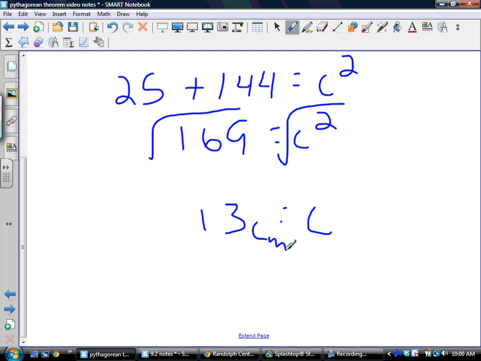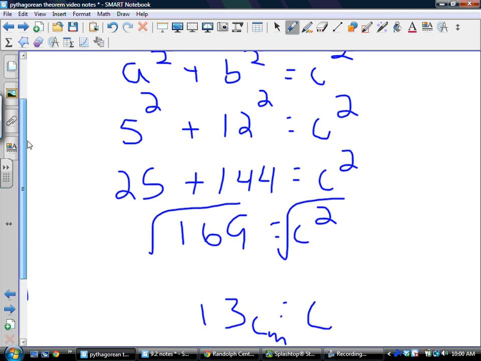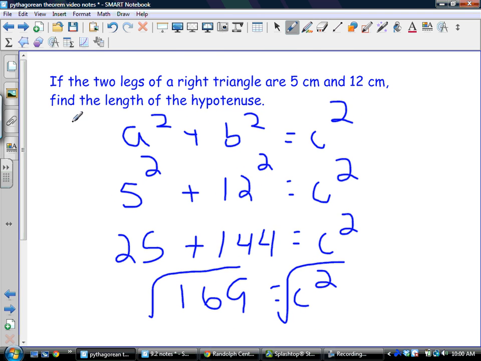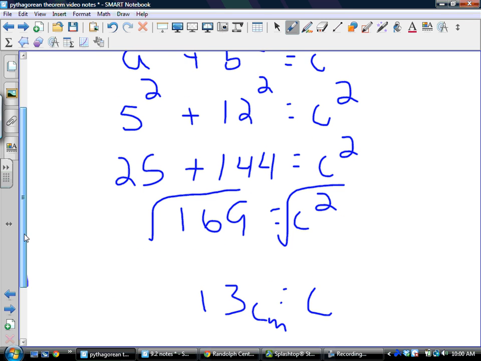So that's it. Every one of these problems will actually be the same. You're always going to start by writing down your formula. Then you plug in what you have, square those, add them together, and then you just have to take the square root to get what c is.